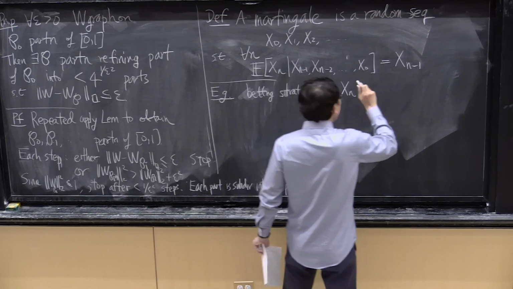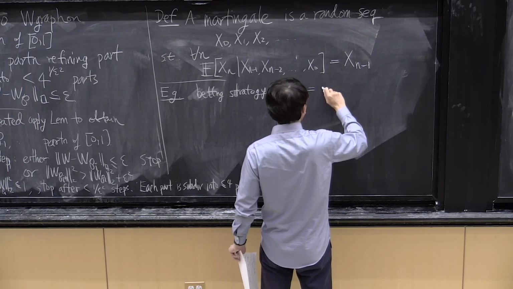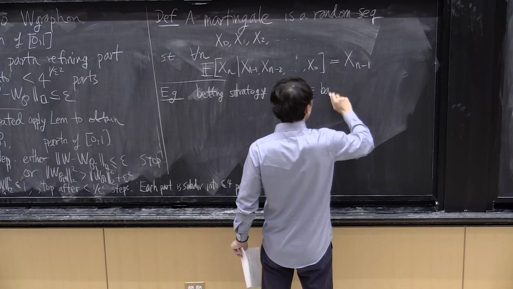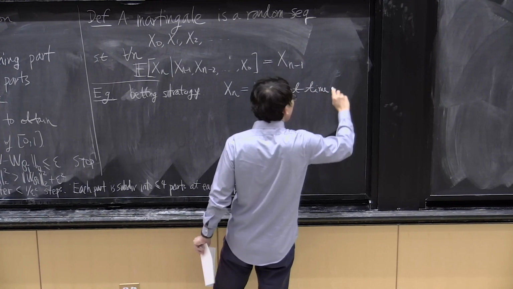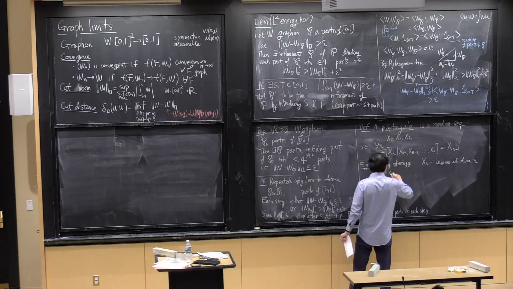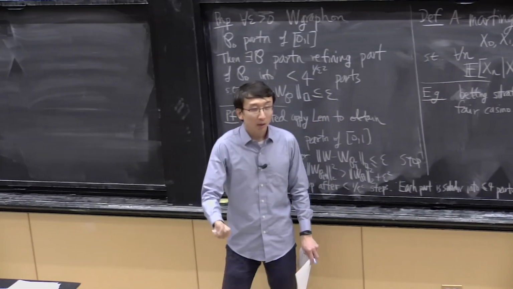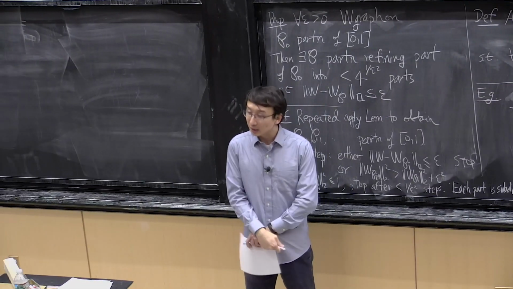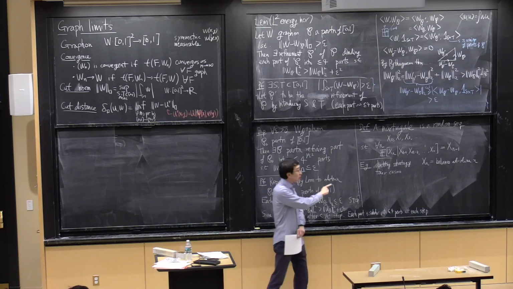And x sub n is equal to your balance at time n. And suppose that we're looking at a fair casino where the expectation of every game is exactly 0. Then this is a martingale.